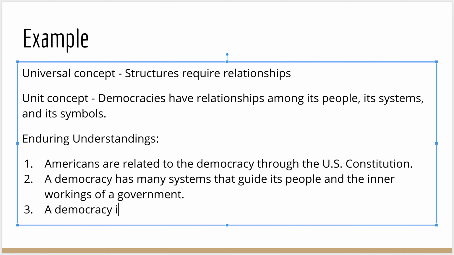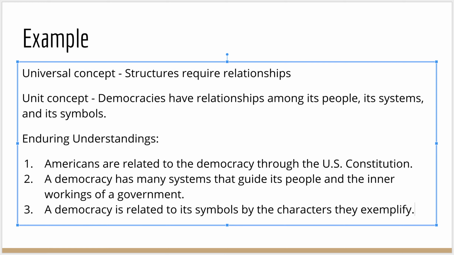A democracy is exemplified by the symbols. So my symbols in my unit this time are the Statue of Liberty, Mount Rushmore. Our democracy is related. I'm going to change exemplified to related. Democracy is related to its symbols by the characteristics they exemplify. Characteristics. That would be a word that they would have talked about as second graders.